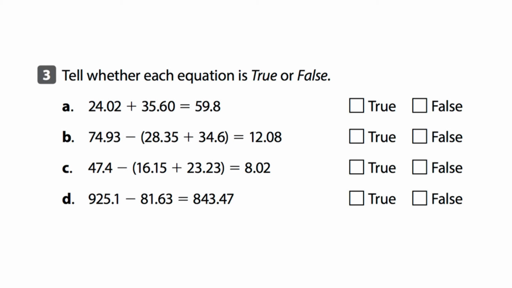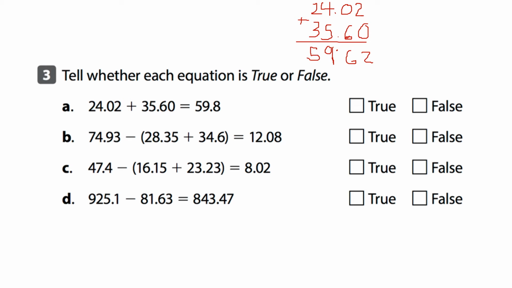So we have 24 and 2 hundredths plus 35 and 60 hundredths. And we drop the decimal down immediately before we start adding like normal. So we have 2, we have 6, we have 9, oops, and we have 5.